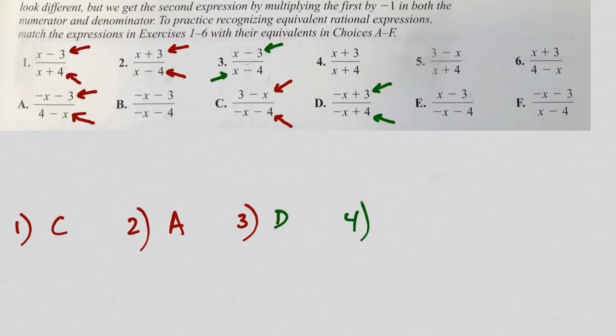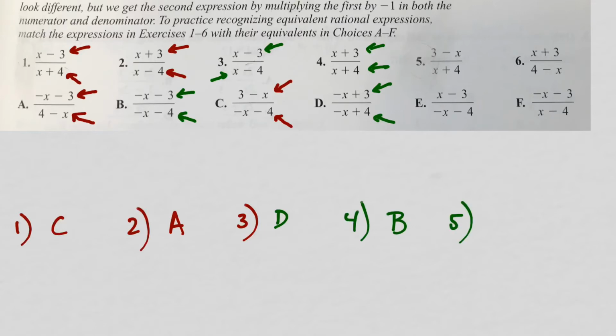Number 4. Okay. Number 4, we have a positive x and a positive 3. So let's look for something that's the opposite. A positive x and a positive 3, the opposite would be a negative x and a negative 3. In the denominator, we have a positive x and a positive 4. Here we have a negative x and a negative 4. Opposite over opposite is the same, so 4 must be B.